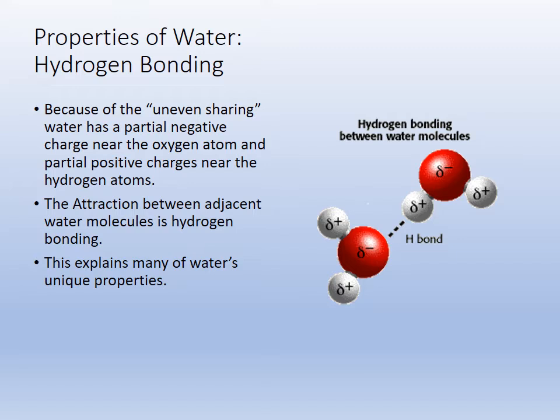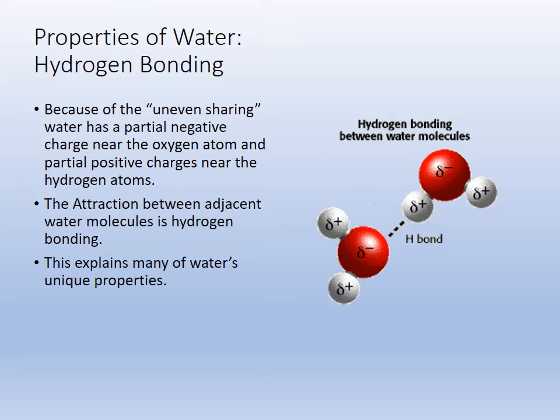So that uneven sharing means water attracts to itself. That's called hydrogen bonding. It's really not a true chemical bond, but it is an electro attraction between the negative oxygen and positive hydrogen. It explains water's unique properties. For one, water is a tiny little molecule, and it would be a gas if it wasn't for this, but this attraction holds the molecules close together, so it allows water to exist in all three states.